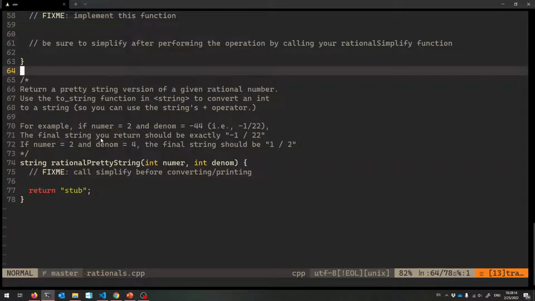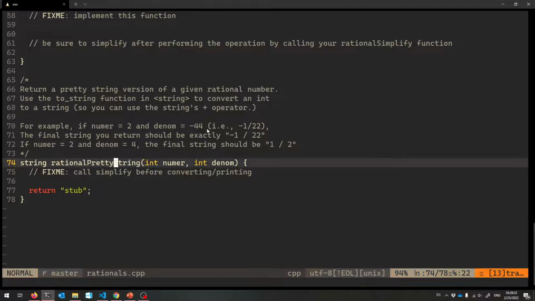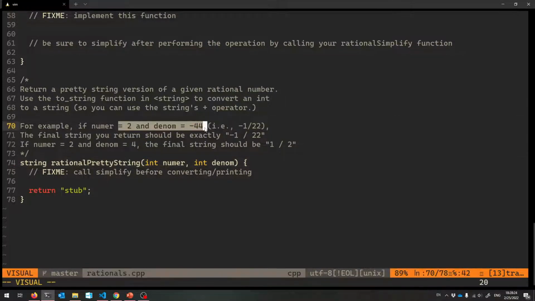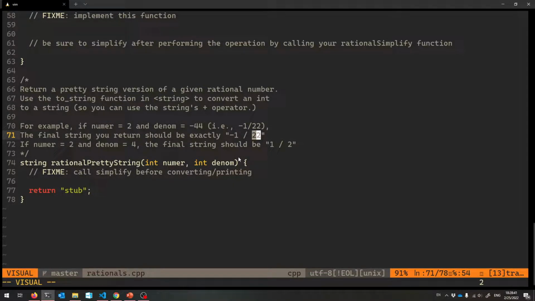And then the final function that you'll be implementing is called rational pretty string. It just converts a fraction to a pretty form of a string. So if the fraction was 2 over negative 44, you would simplify it, make it negative 1 over 22, and then print it with a nice, or make a string, of course. You're not printing anything. Sorry. You're going to make a string with the numerator, a space, a slash, another space, and then the denominator. Okay? So that's what you'll do. You will make a big, nice string that is pretty. It's the pretty form of the fraction.